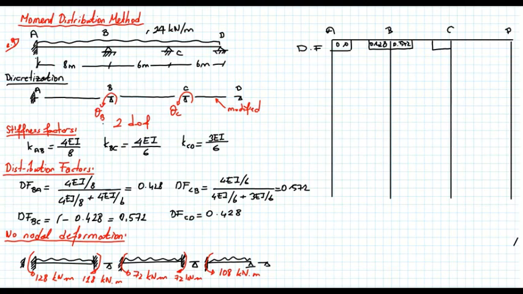CB again 0.572, 0.428, and this factor is equal to 1. So these are the distribution factors. Now let's write down the fixed end moments.